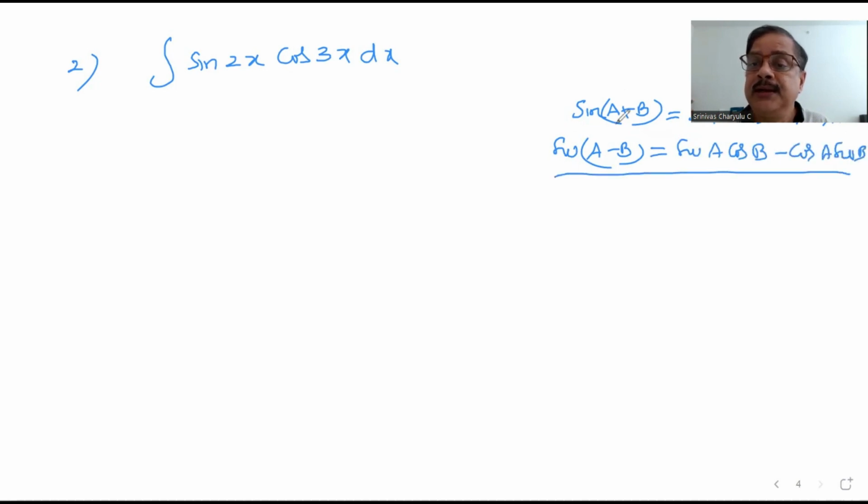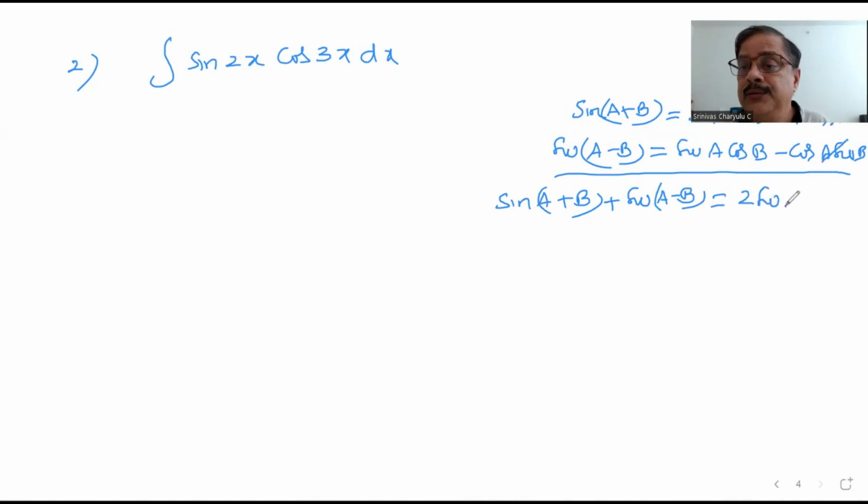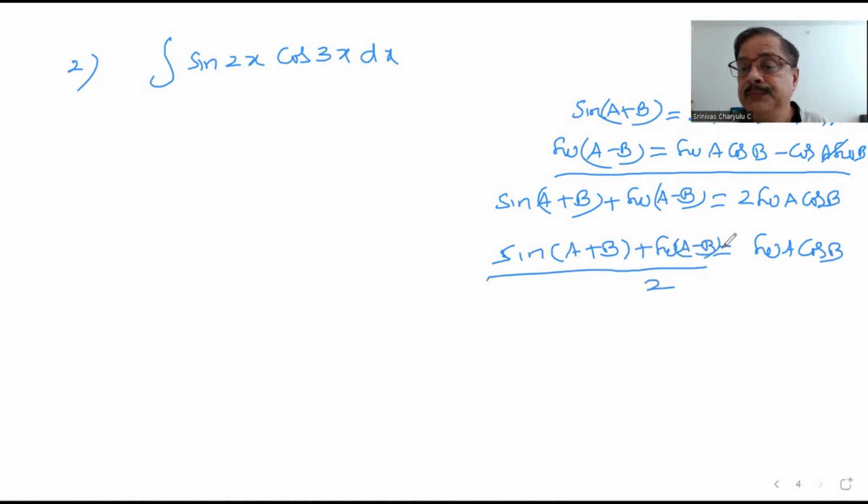So if you add sin of a plus b plus sin of a minus b, what are you going to get? On the left hand side when you add, on the right hand side, this and this will get cancelled. You will get only 2 sin a cos b. So if you want sin a cos b from this, you just divide by 2. So sin of a plus b plus sin of a minus b, whole thing divided by 2, is nothing but sin a cos b. So here you have exactly sin a cos b.